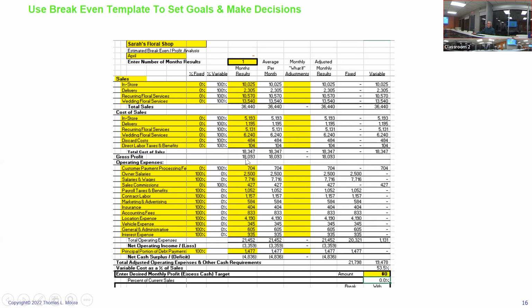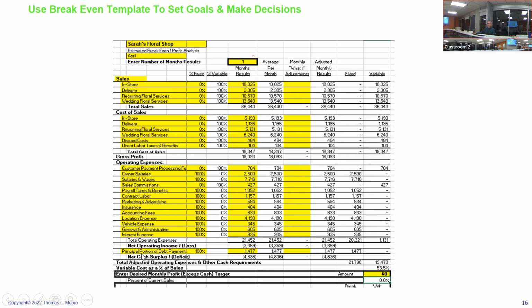If you've got a gross profit of, I think that's 33, maybe it's 93, sorry. If you've got a gross profit of this number, that means you've got a net operating income loss of $3,359, which is not very good. Then you add on top of that the fact that you need to pay your debt payment. In this example, we've got a debt payment of $1,477. That means you've got a deficit of $4,836.